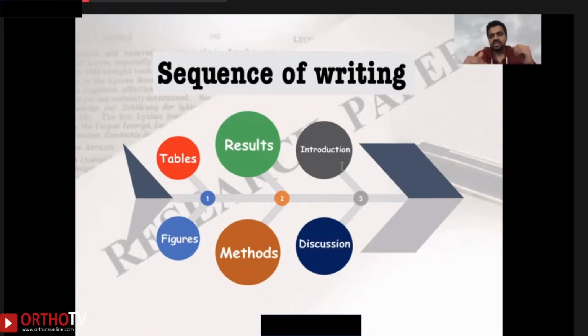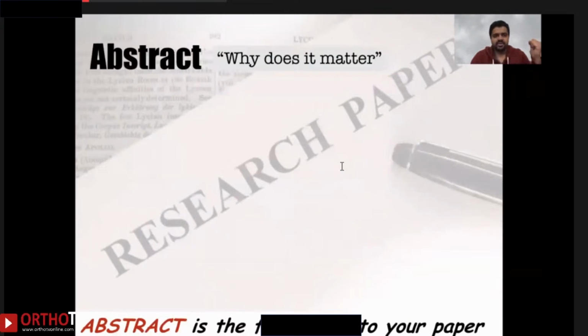The last part is the introduction and discussion, the second last part, where you should write it in continuity, giving equal importance to introduction and discussion, and avoid mixing both. Last is the abstract, which is very important.